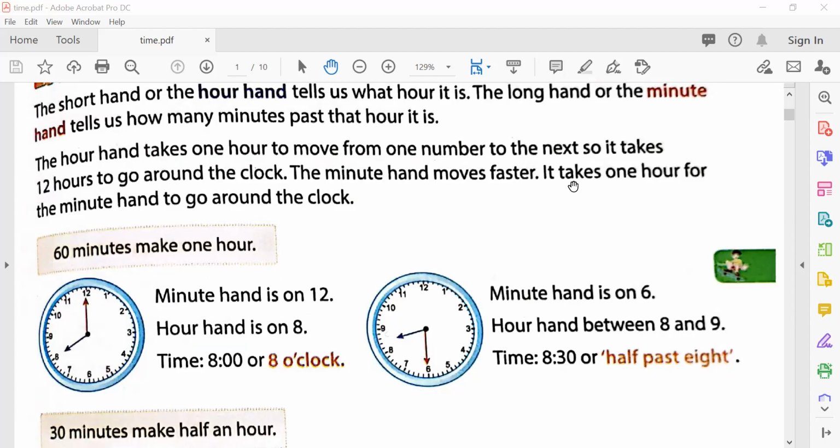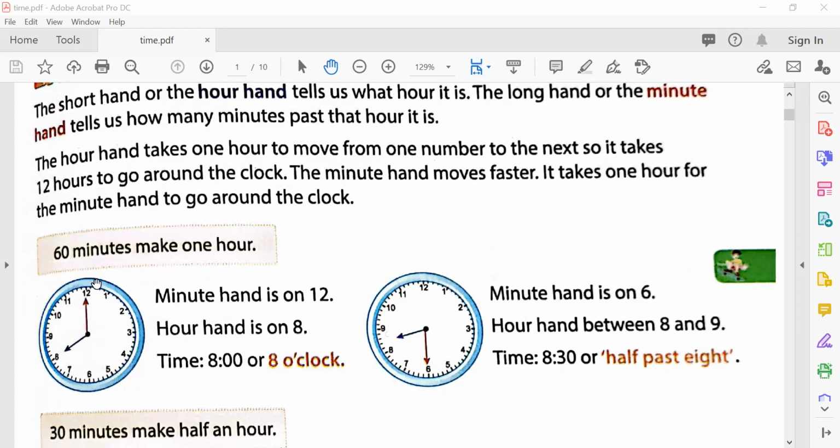The minute hand moves faster. It takes 1 hour for the minute hand to go round the clock. If the minute hand goes from here to here again, the hour hand will move one step forward, from 8 to 9. If the long hand makes one complete turn, the hour hand will move one step. So there are 60 minutes in 1 hour.